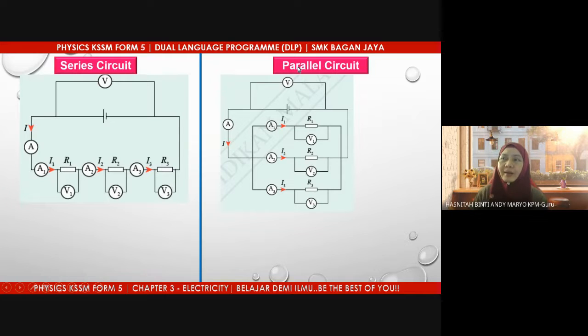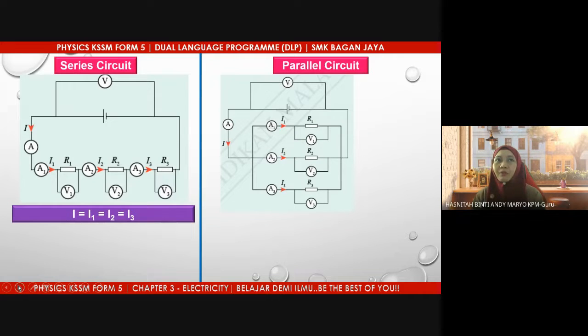Meanwhile, for parallel, you can see there are branches or junctions. We have the first conductor, second conductor, and third conductor connected in branches. This is the first branch where the first conductor is, the second branch has the second conductor, and the third branch has the third conductor. Series has one path, parallel has branches, at least two branches. Maximum, no limit. Minimum, two branches for parallel.